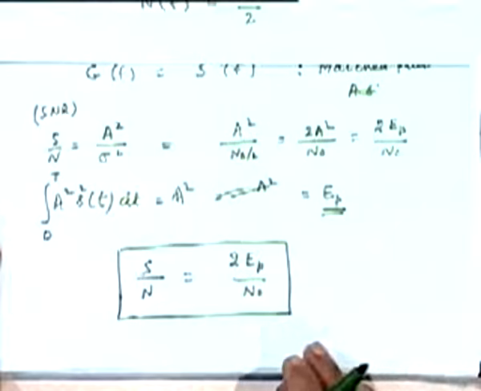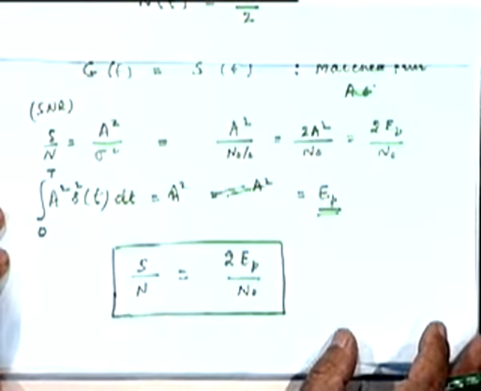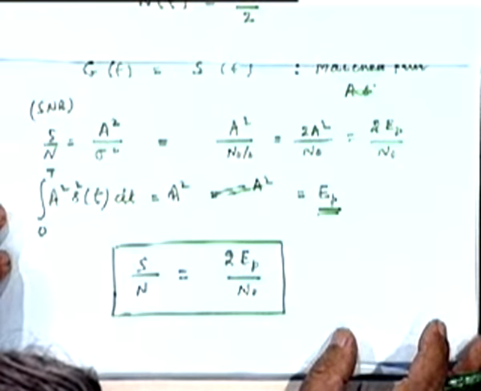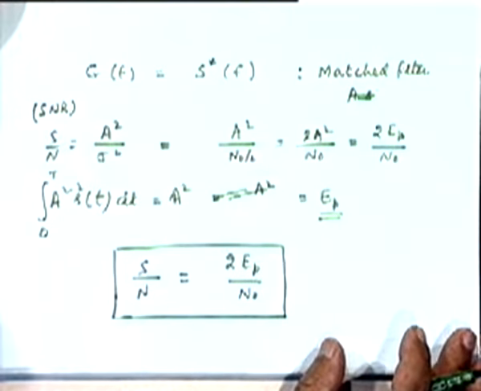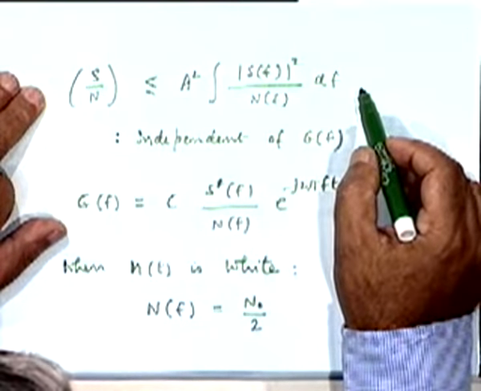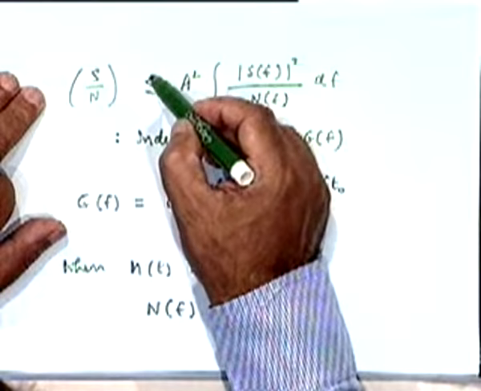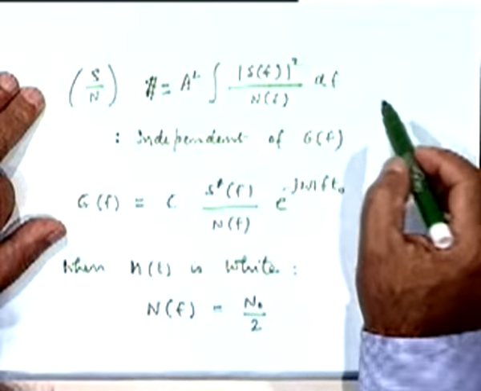Is this okay? This is the signal to noise ratio. This is the input to the filter, because at that time the noise is N0 by 2, so that's what you have taken. This is at the output, where I have computed the signal to noise ratio. Okay, there is some confusion. This is the expression for the signal to noise ratio in the general case, at the output of course, when you are using a matched filter.